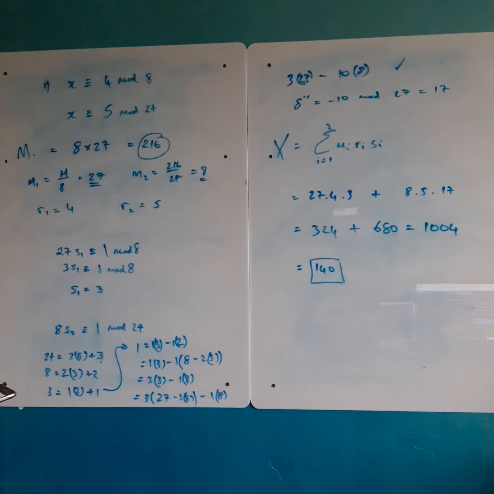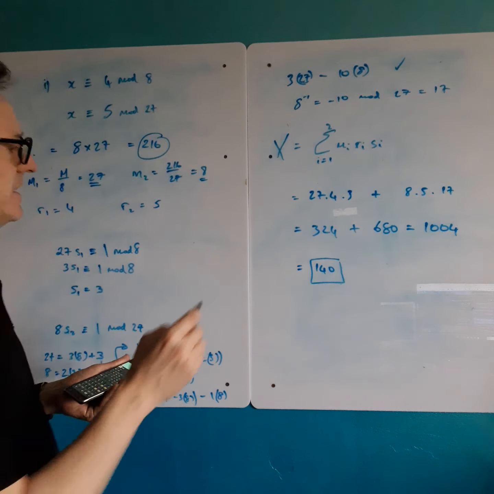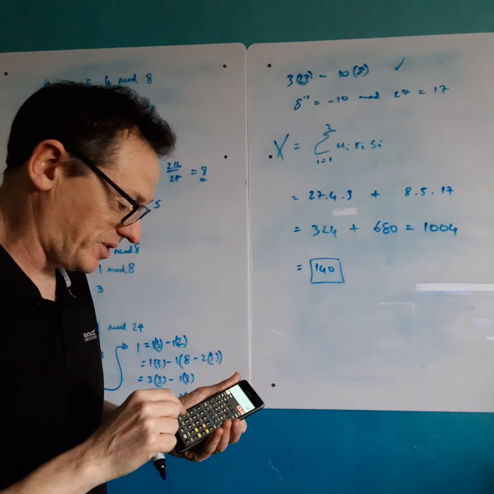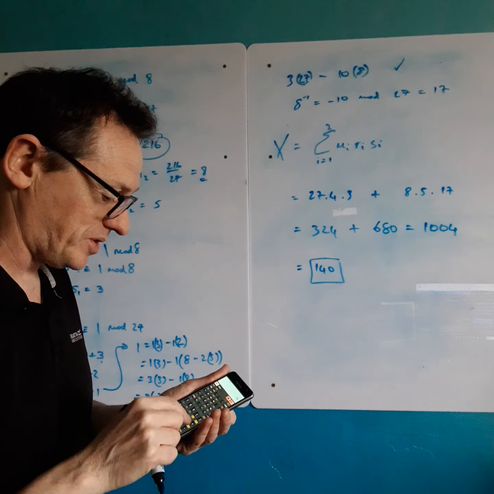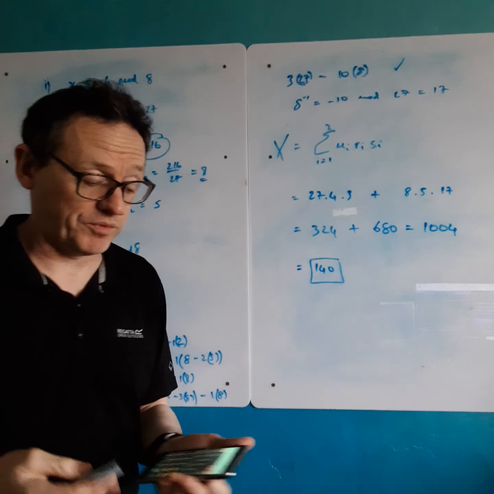So what we're saying is that 140 is congruent to 4 mod 8. I'll just take the 4 off straight away and see if 8 divides 136. 17, it goes in evenly. And then it's congruent to 5 mod 27. So I'm going to take the 5 away from the 140, get 135, and divide by 27 as well just to make sure. And it works. So that's our solution, 140.